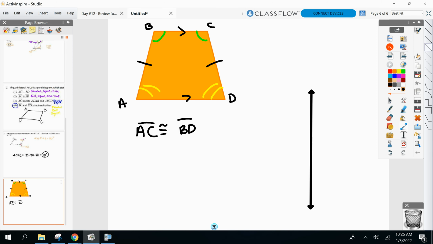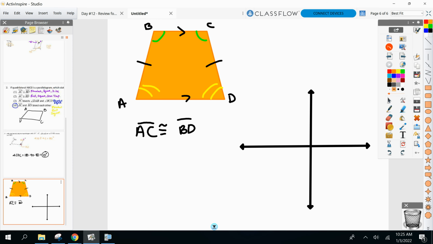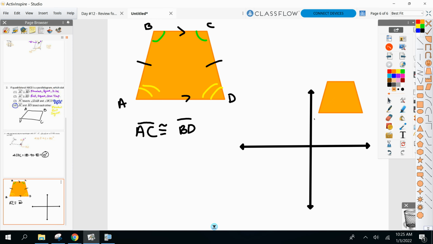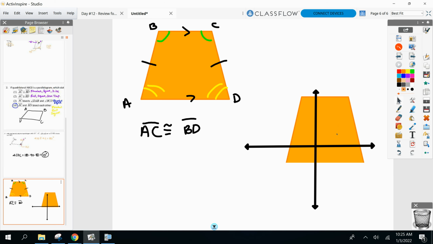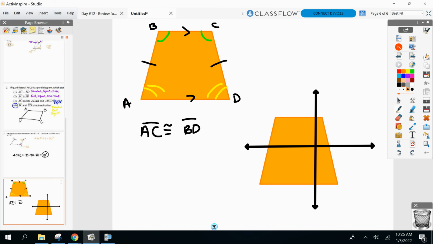All right, next question. And I'm sure we're not doing this just to waste time, right? It has to be something with the test. You graph this figure. Tomorrow, you graph it, and I ask you to prove it's a trapezoid. Prove it's a trapezoid. What's your move?